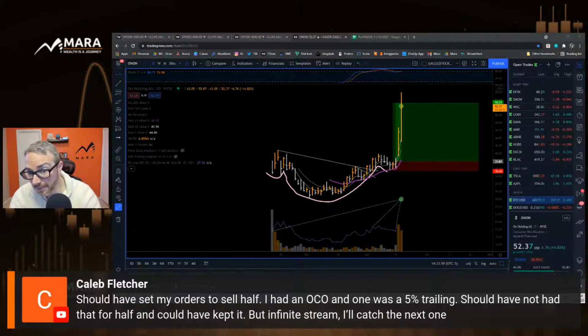But yeah, that sounds like a great alternative way to scale out of ideas rather than using a 5% trail. Potentially scaling out on the way up, right? Having multiple OCO orders. If you're using Thinkorswim, I believe they let you set up to six or three OCO orders, six total orders, at the time that you place your initial buy.